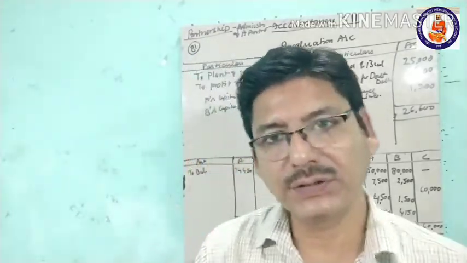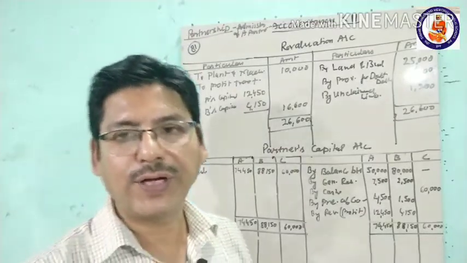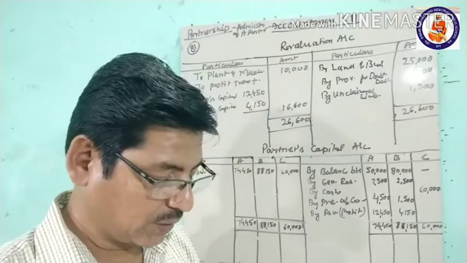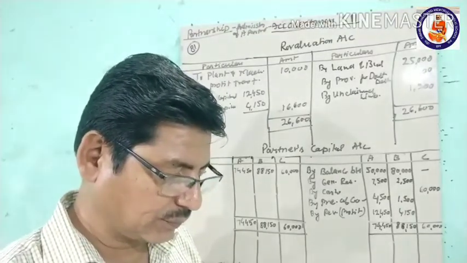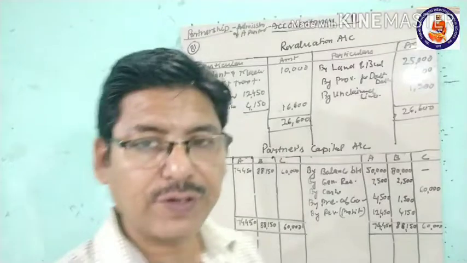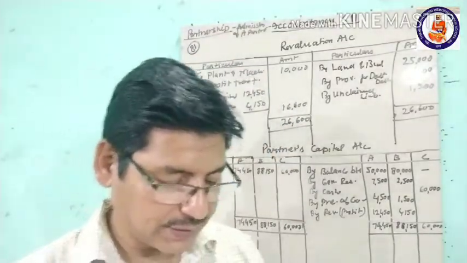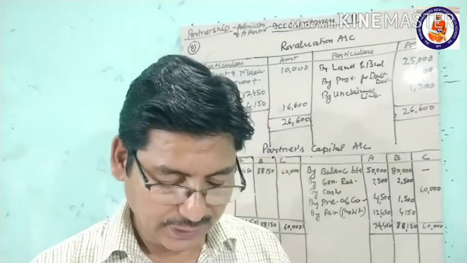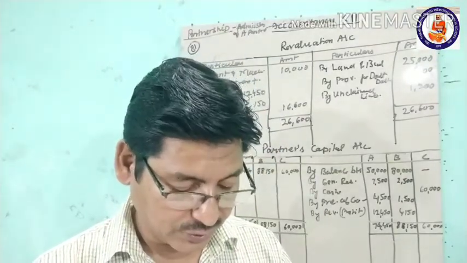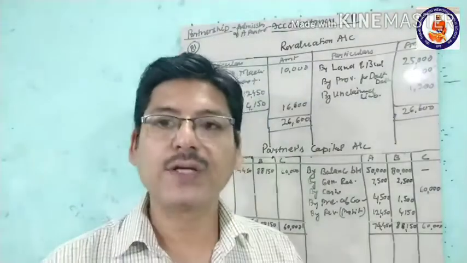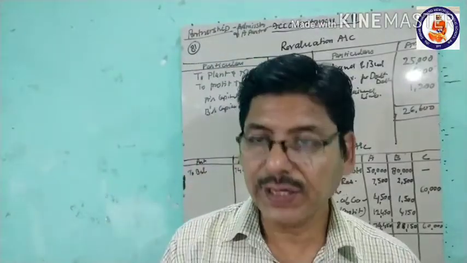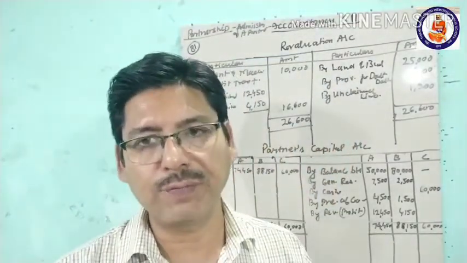To save our time, I have already done this on the whiteboard, and then I will explain it to you. C was admitted for 1/4 share, and he brings 60,000 as his capital, and the amount of premium is not given here, but goodwill is shown here. So 60,000 capital he is bringing and some amount of premium for his share because he is getting 1/4 share.